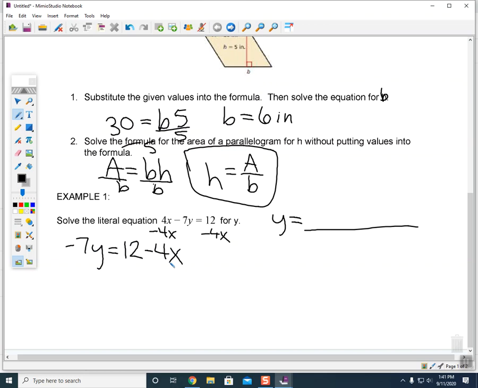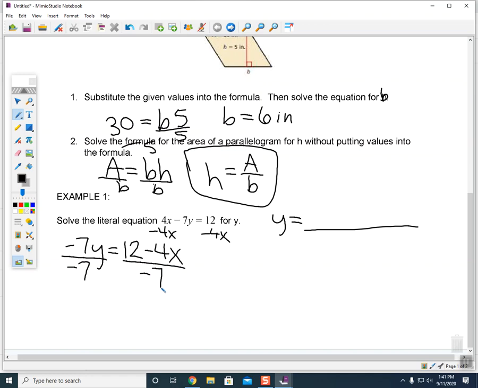Am I done? No, I'm not done. What else do I need to do? I have to figure out why. Divide by negative 7. Can I just divide one of these numbers by negative 7 on the right-hand side? No, I need to divide the whole thing by negative 7.